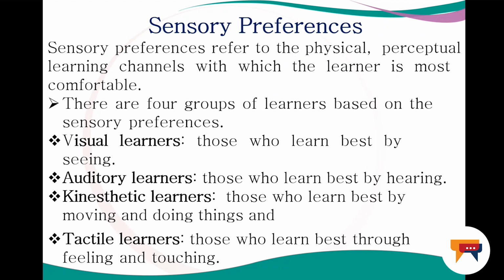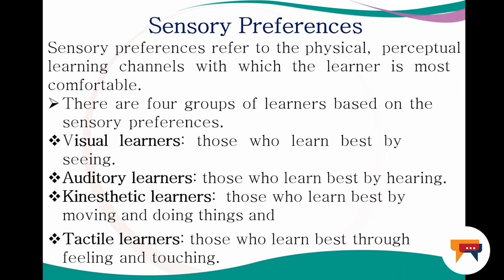Let's discuss the sensory preferences. This refers to the physical, perceptual learning channels with which the learner is most comfortable. There are four groups of learners based on the sensory preferences. Visual learners, those who learn best by seeing. Auditory learners, those who learn best by hearing. Kinesthetic learners, those who learn best by moving and doing things, and tactile learners, those who learn best through feeling and touching. What type of learner are you? I know which one I am.